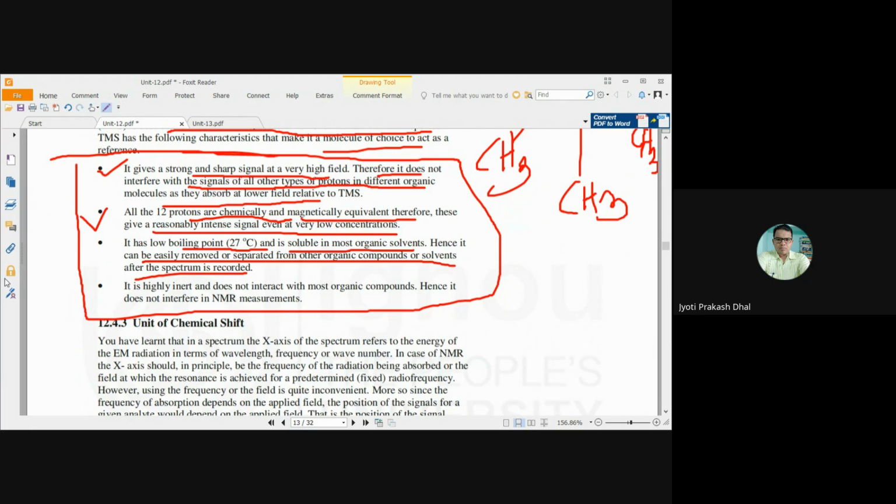And the fourth one, it is highly inert and does not interact with most organic compounds, hence it does not interfere with the NMR measurement of any type of organic compound. So these are the four reasons why TMS is chosen as a reference molecule for NMR measurement.